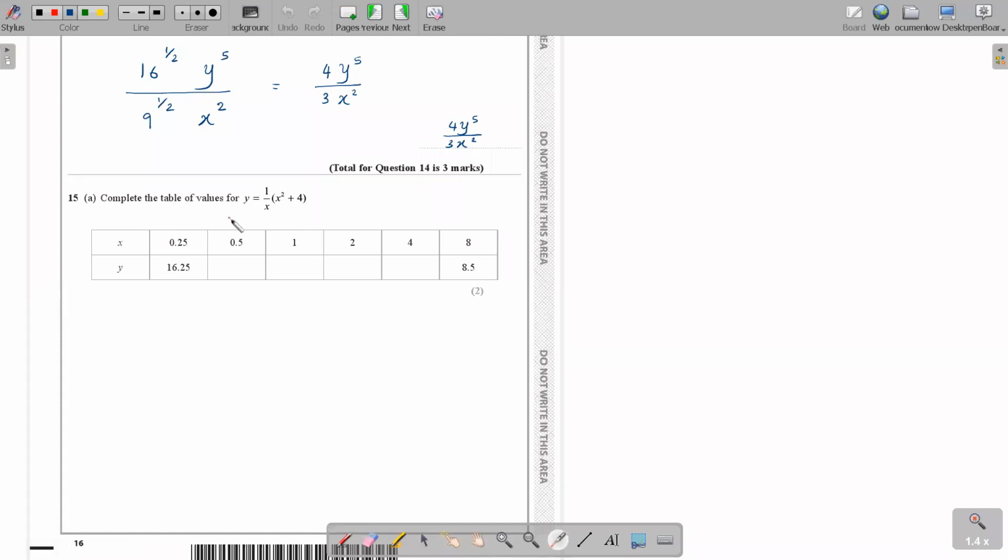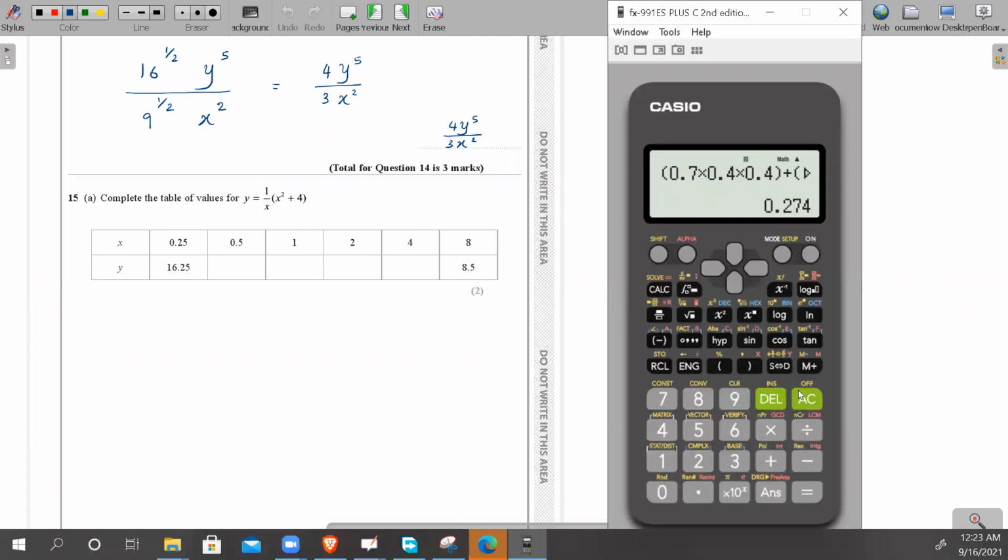Okay, question number 15. Complete the table of values for y equals 1 over x squared plus 4. Okay, so this is quite simple. You take your calculator and you could type the whole equation in your calculator as it is, by using the alpha button. The alpha button activates the red color areas in your calculator. So I'll type here 1 over, so alpha button, and you press this open bracket here, which types the x on top of this button. I can see x here, as you can see.